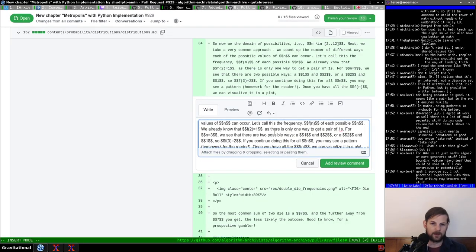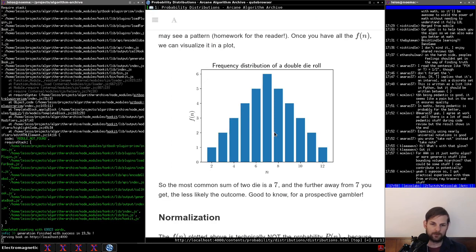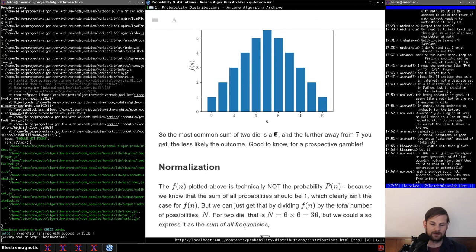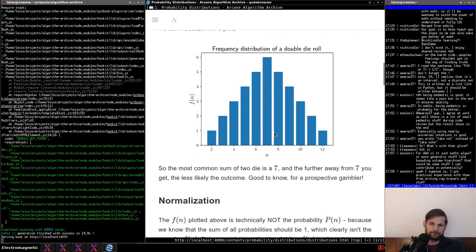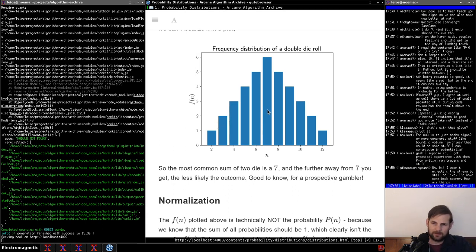Sure, okay. Good. So the most common sum of the two dice is 7. And the further away from 7 you get, the less likely the outcome. Good to know for a prospective gambler. Is that right? Wait a minute, is that right? I thought it was more Gaussian-like.